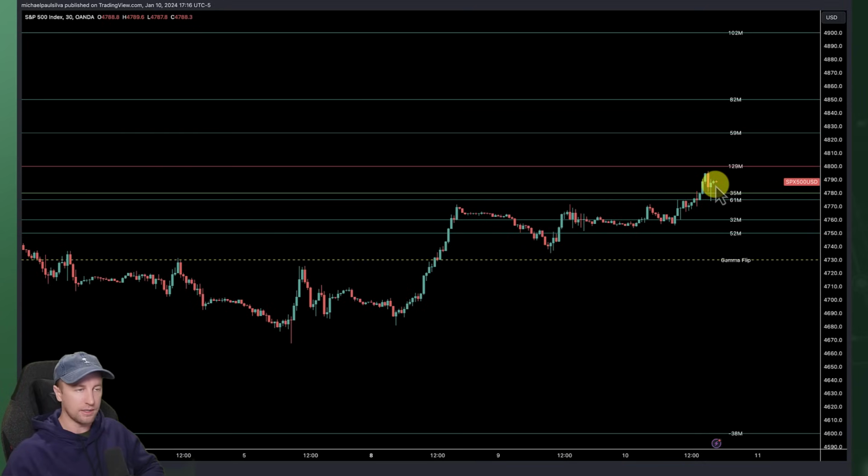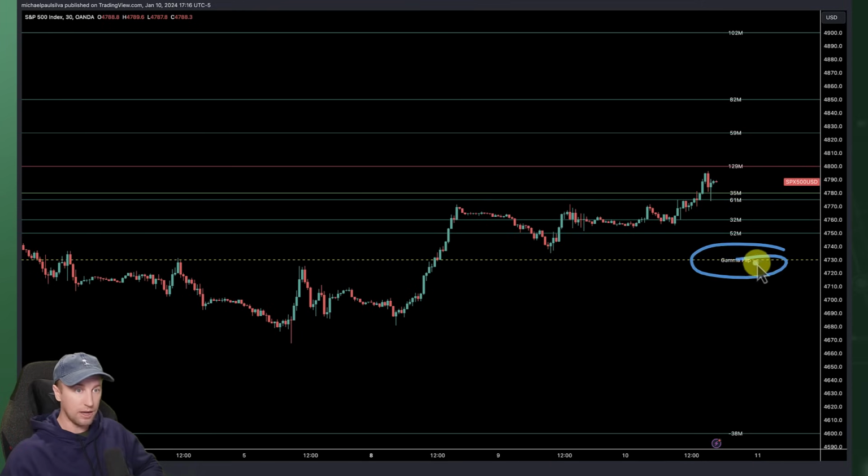Now, if it comes in way under or way over, or it's an unexpected report, we can obviously see a stronger move to the downside and/or a stronger move to the upside. So going into tomorrow, local support is around 4,780. Local resistance is that gamma exposure level right there at 4,800.